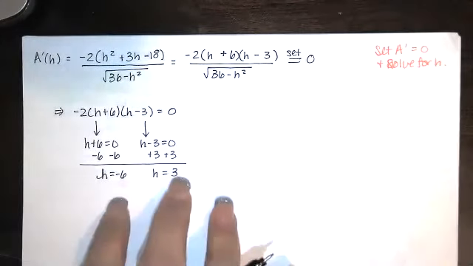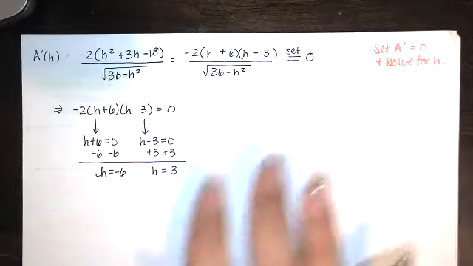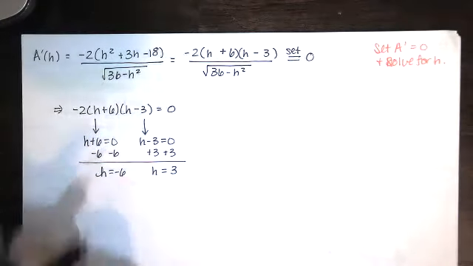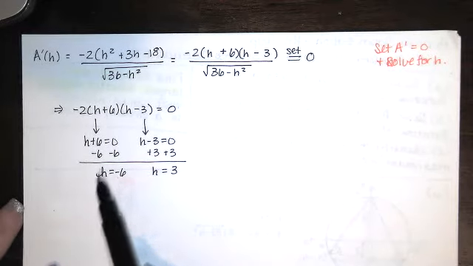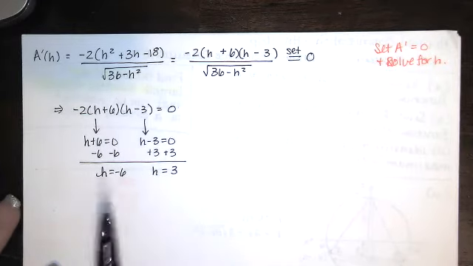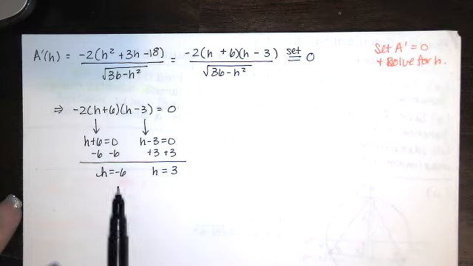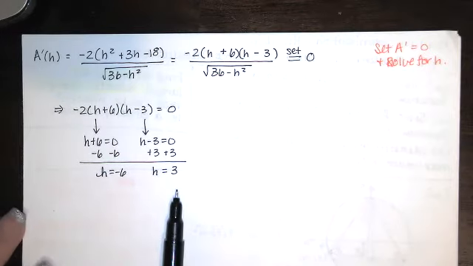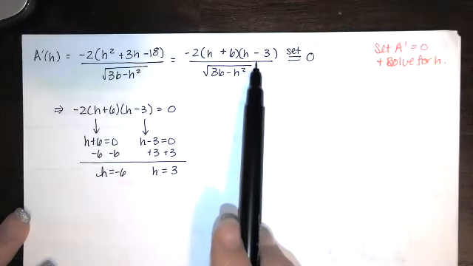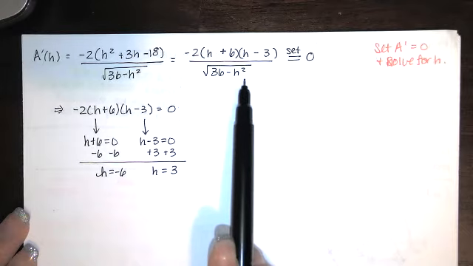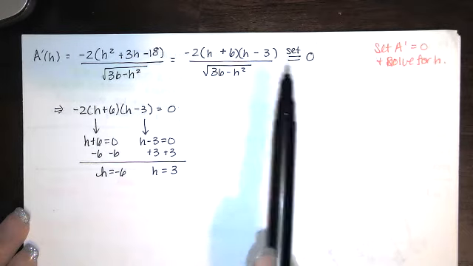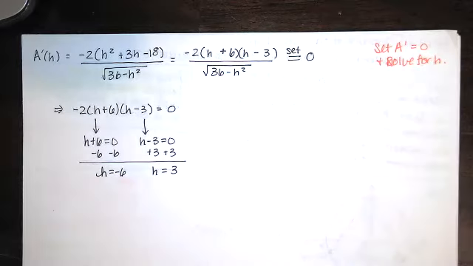But let's think about the domain for this particular problem. If I was working with just A of H, just a function of H, and I had no application, if I wanted to optimize that function, I'd have to keep H equals negative 6 and H equals 3 in mind. I'd have to think about whether these values are in the domain of the original function A of H. And I'd have to think about this expression and think about whether or not there are any H values for which this is undefined that are in the domain of the original function. We would do that every time.